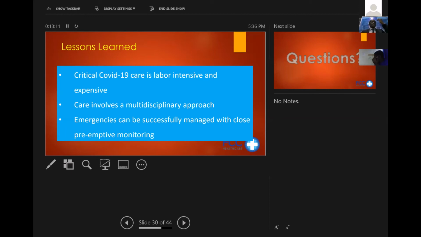So what did we learn from these patients? In totality, the basic conclusion that we can make here is that COVID care is very labor intensive and expensive. And the care involves a lot of disciplines of internal medicine, psychiatry, even surgery. But the emergencies can be adequately managed if we learn to preemptively monitor certain parameters.